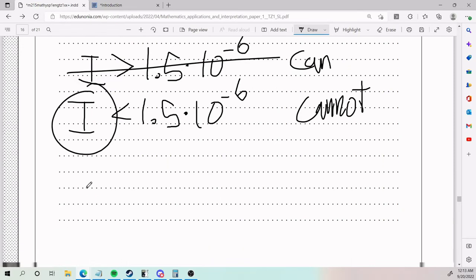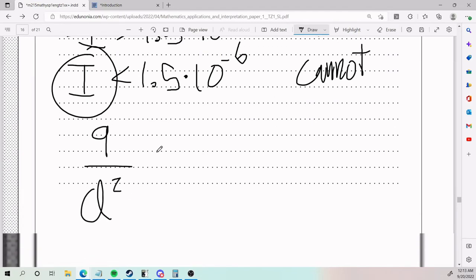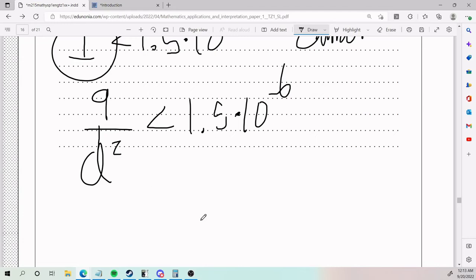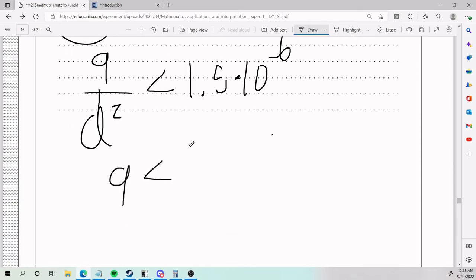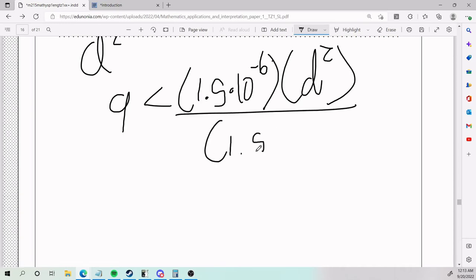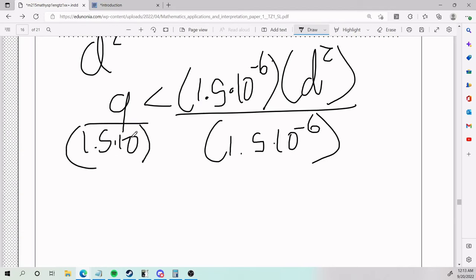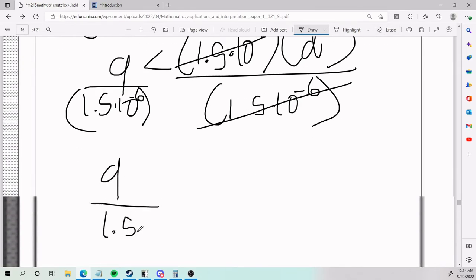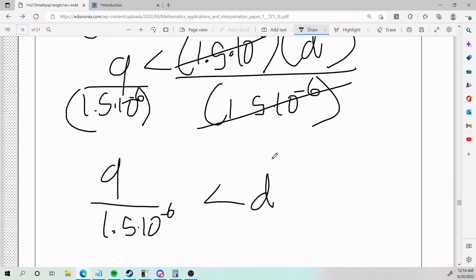So we're using the one on the bottom. My equation for I, we saw earlier, is 9 divided by d squared. This has to be less than 1.5 times 10 to the power of negative 6. All I need to do is get d squared alone. So let's multiply d squared to both sides. I end up with 9 is less than 1.5 times 10 to the power of negative 6 times d squared. Now I gotta get d squared alone. Divide both sides by this. So 9 divided by 1.5 times 10 to the power of negative 6 is less than d squared.